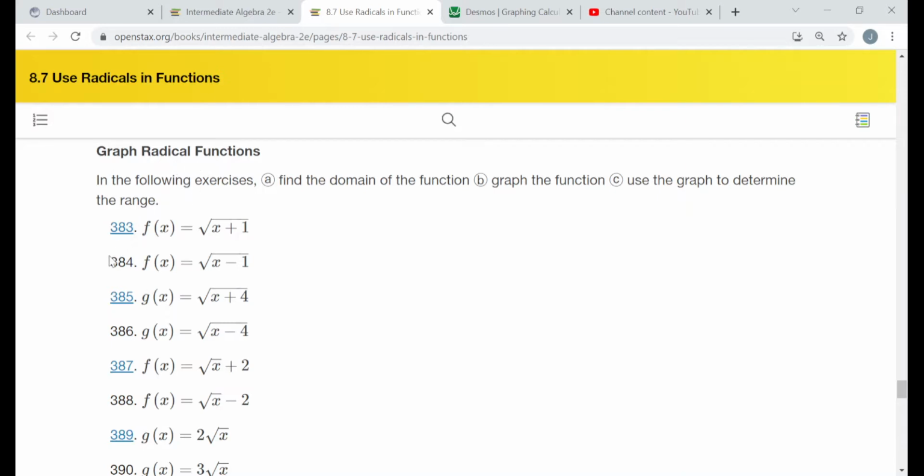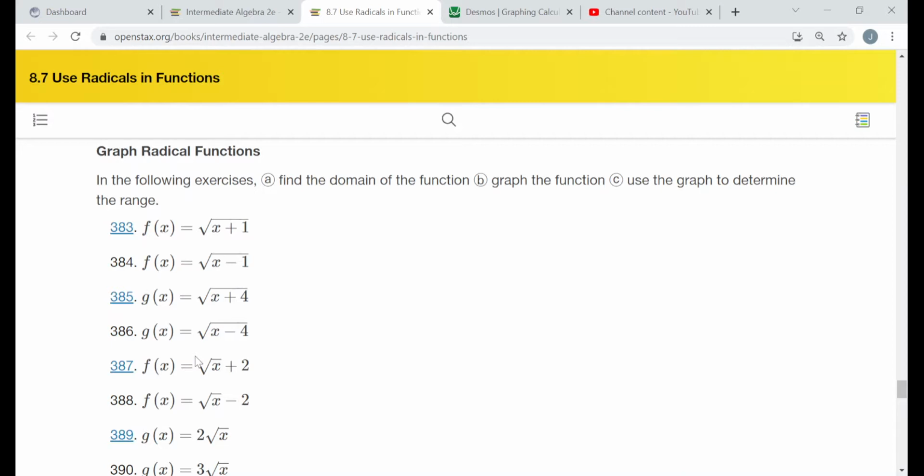Now I'm only going to be working on the even numbered exercises, the ones that don't have solutions posted in the text. The odd numbered ones, you can click on the link on the question number, and it'll take you to the solution for that particular question. So I'm just going to work on the even numbered ones, 384, 386, 388, and so on.